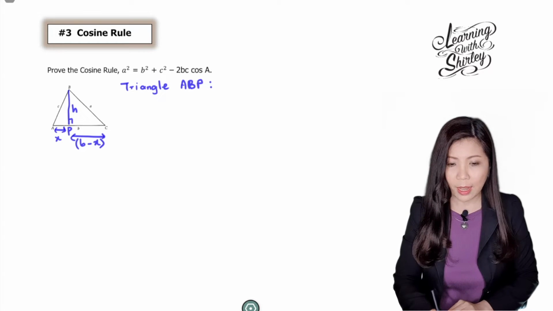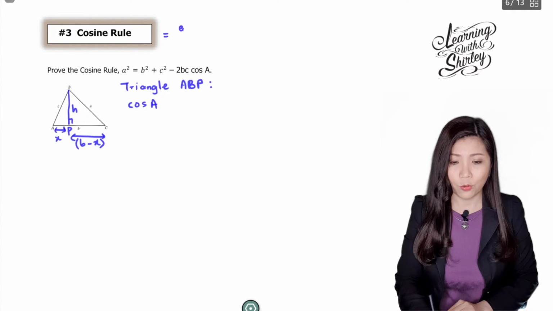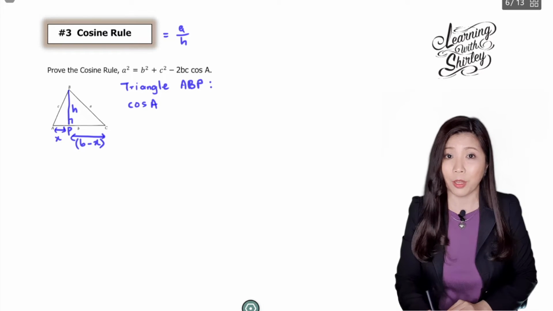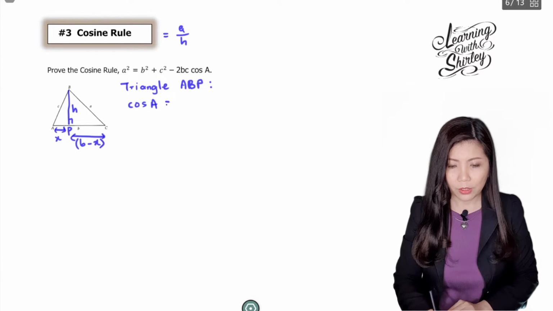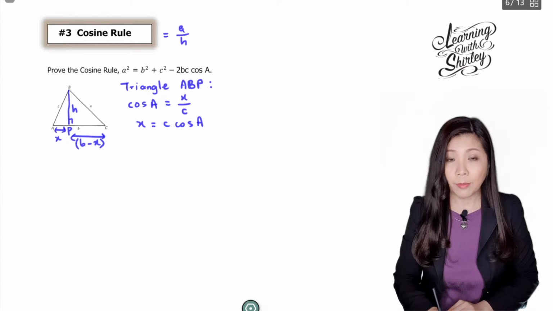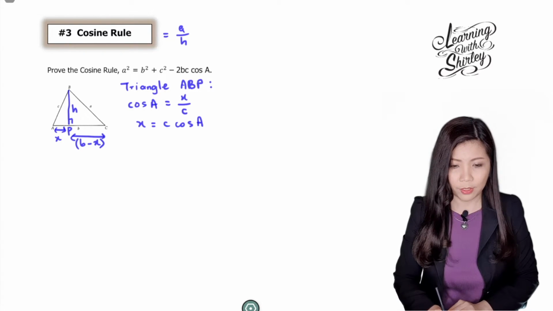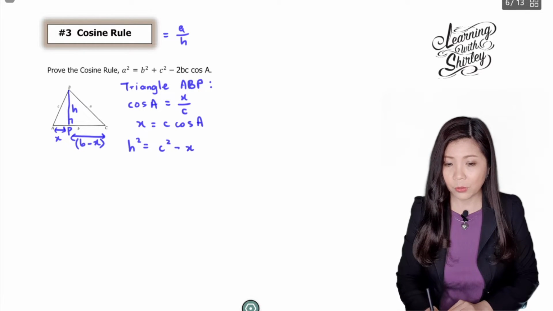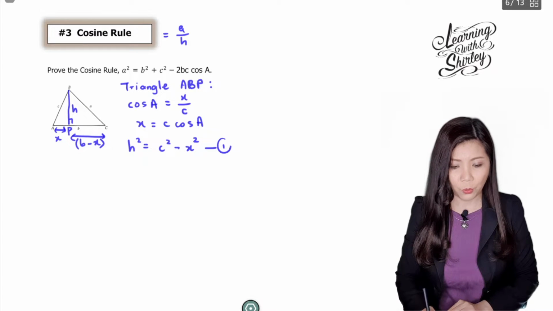For this, I'm going to find what my cos A is. We know cos is adjacent side over hypotenuse, so it equals x over c. Making x the subject, x is c cos A. Next, I'm going to use Pythagoras theorem on the left side. So h squared equals c squared minus x squared. I'm going to take this as equation 1.